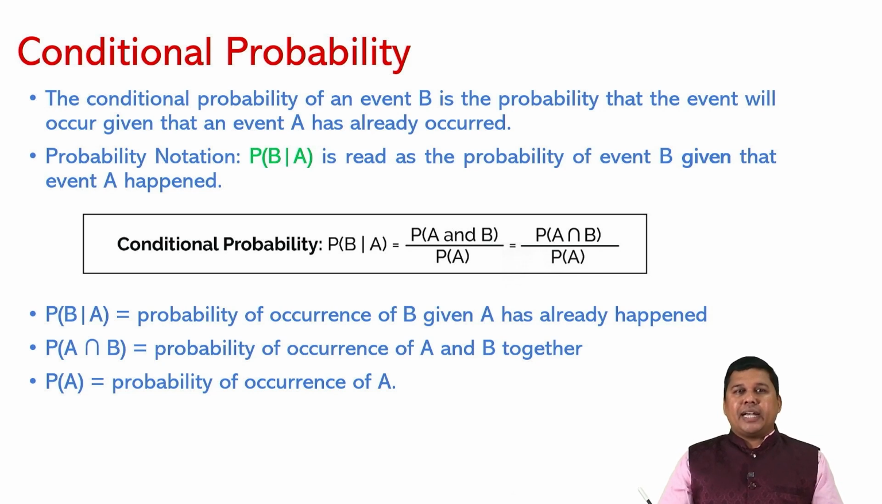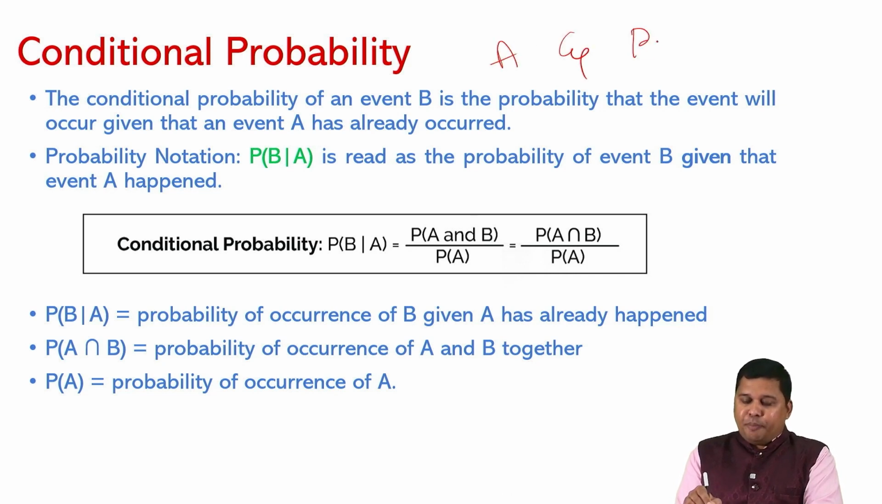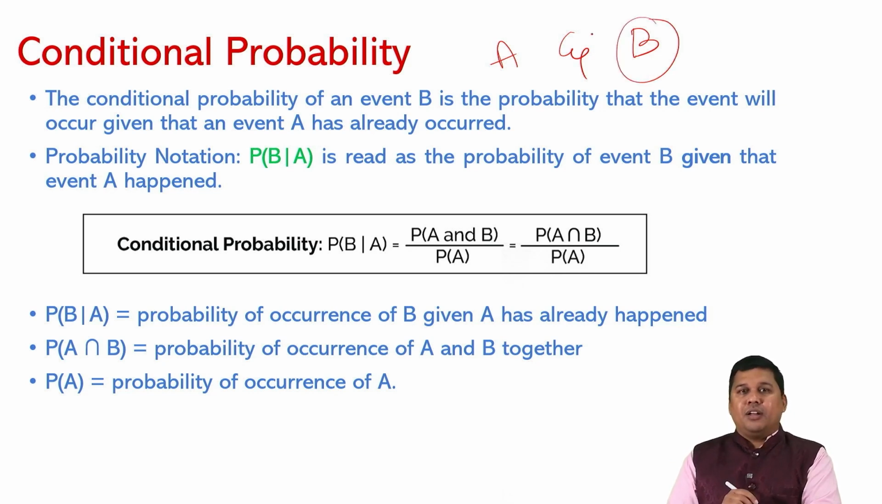We were talking about dependent and independent events, and we talked about mutually exclusive events as well. So, let us try to understand what conditional probability is. Let us say there are two events A and B. I am trying to find out the probability of event B given that event A has already happened. These kinds of probabilities are called conditional probability.